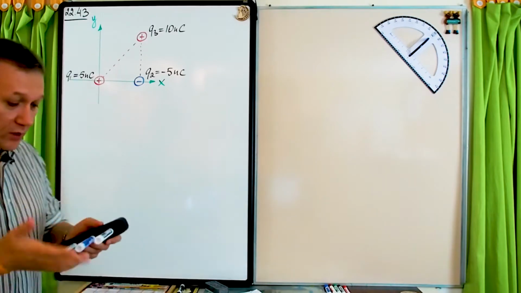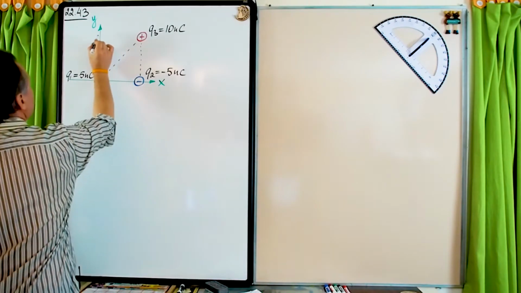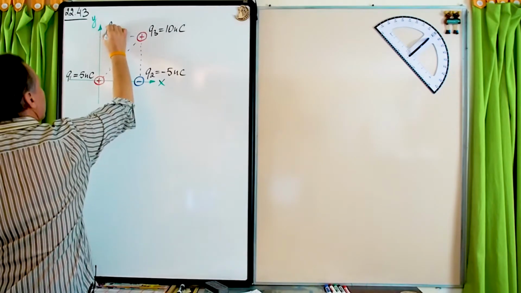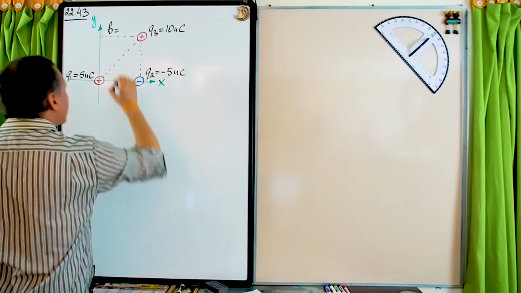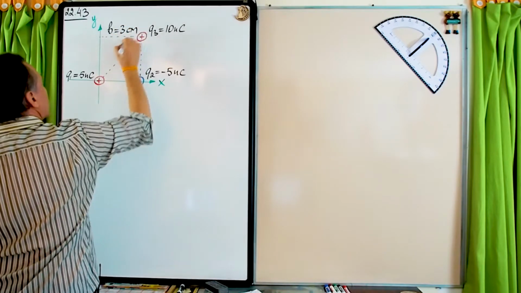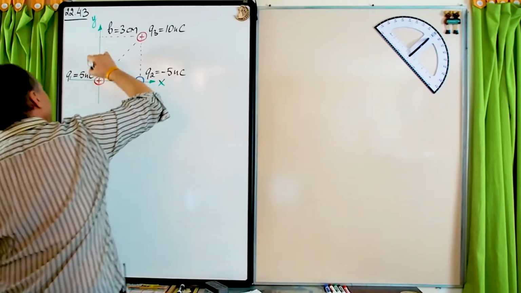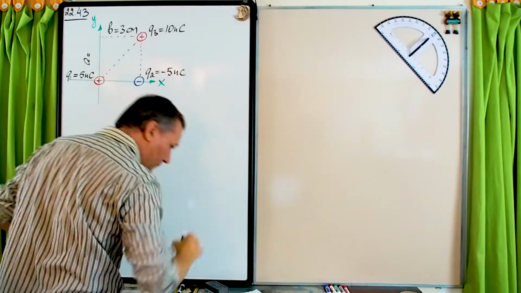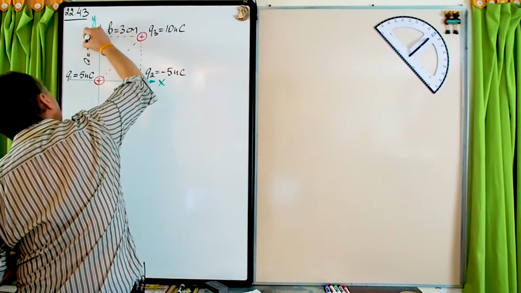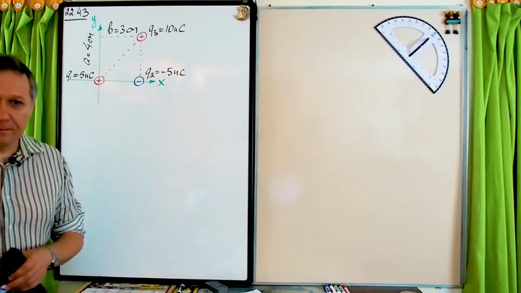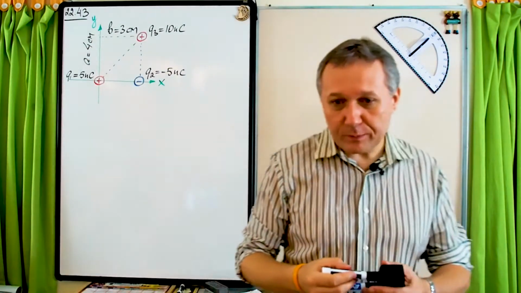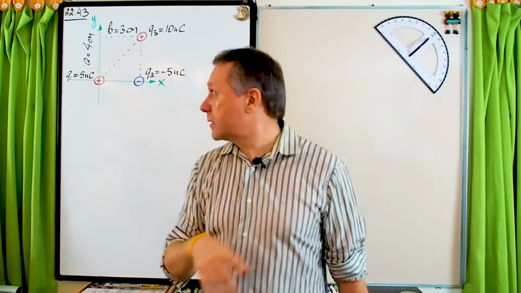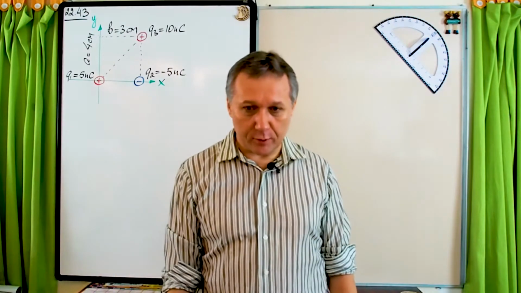Then some geometry, and geometry is this. Let me draw this auxiliary line, and this distance b is 3 centimeters, and this distance from the origin to this point, a, is 4. Okay, so that's the situation. And the question is, we need to find the net force acting on this charge Q1 at the origin.